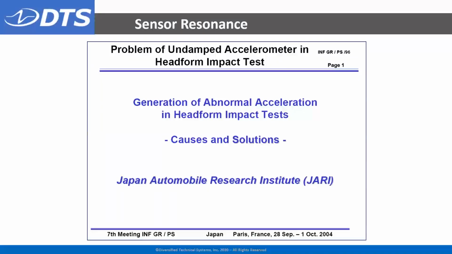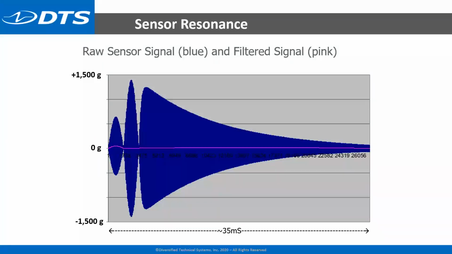In 2004, the Japanese Automobile Research Institute, called JARI, put out a report called The Problem of Undamped Accelerometers in Headform Tests. Now, this study applies not just to headforms, but to any environment where you're using an undamped accelerometer in a high shock environment. What they found was that the actual output from an undamped accelerometer looks like the blue signal here, where you can see almost 3000 Gs peak to peak at a very high frequency. However, when you filter that signal, for example, to SAE class 1000, you will see the tiny little filtered signal in pink. That's the signal you really care about, but the raw sensor signal is depicted in blue. Most test operators and test engineers are not aware of the high level of resonance that can occur.